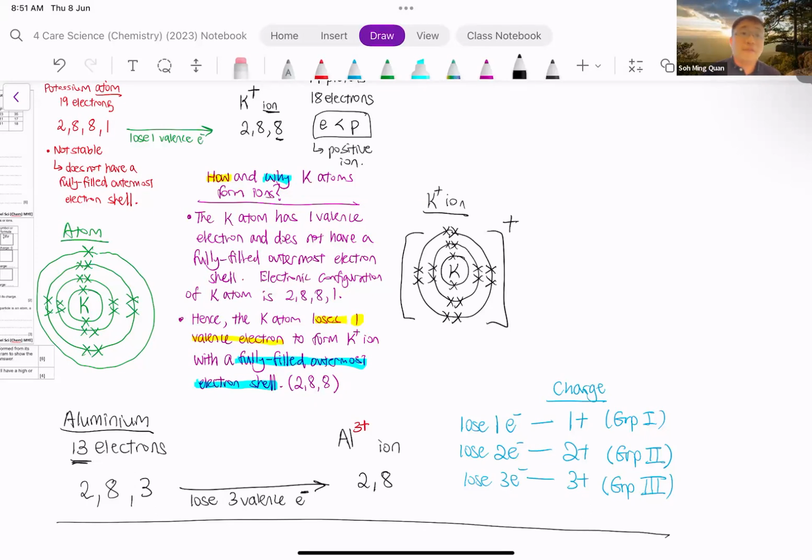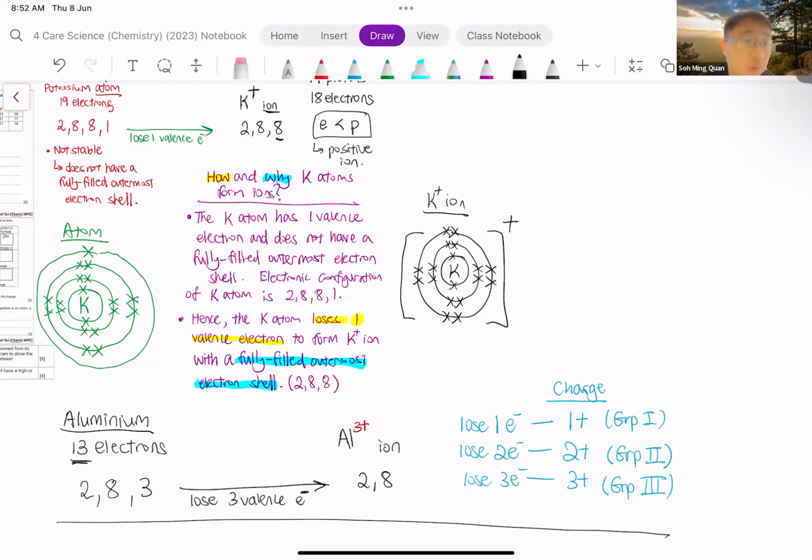So as you have seen so far, potassium loses 1 valence electron to form K+ ions with a fully filled outermost electron shell. Aluminium loses 3 valence electrons because it's from group 3. So it forms Al3+ ions, right? So potassium and aluminium are examples of metals. So metals in general will lose valence electrons to form positive ions.